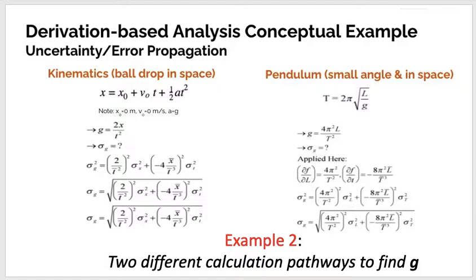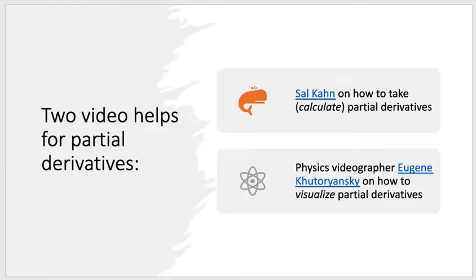The key thing here is to understand how the partial derivatives are taken, how this whole thing is set up. There are two video helps here for partial derivatives, and you can find many of these, but I grabbed Sal Khan's presentation on how to calculate partial derivatives, and you can follow that if you need some help. It's just like taking a normal derivative where you've got other parts in it that you just hold constant. That's the short of it. And then the question is, how do you visualize partial derivatives? There's a physics videographer who's helped us see that, and I linked to his video here too.